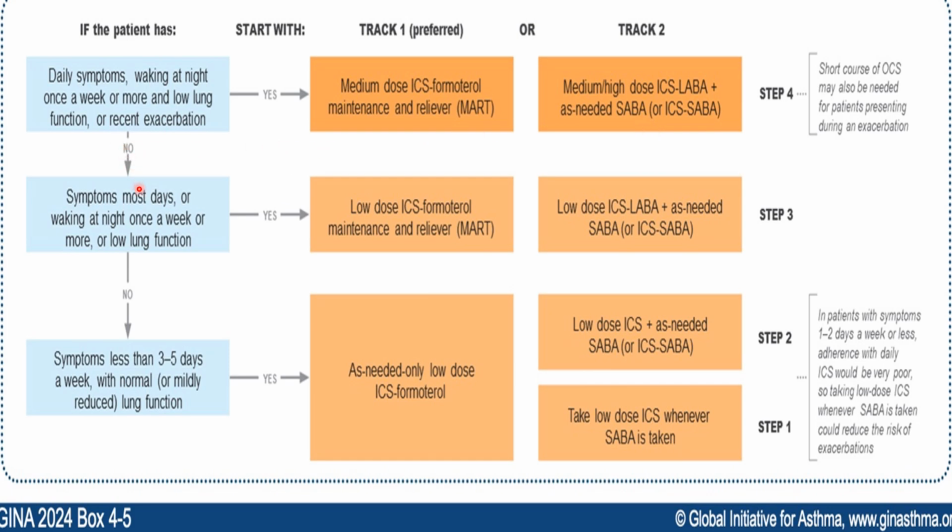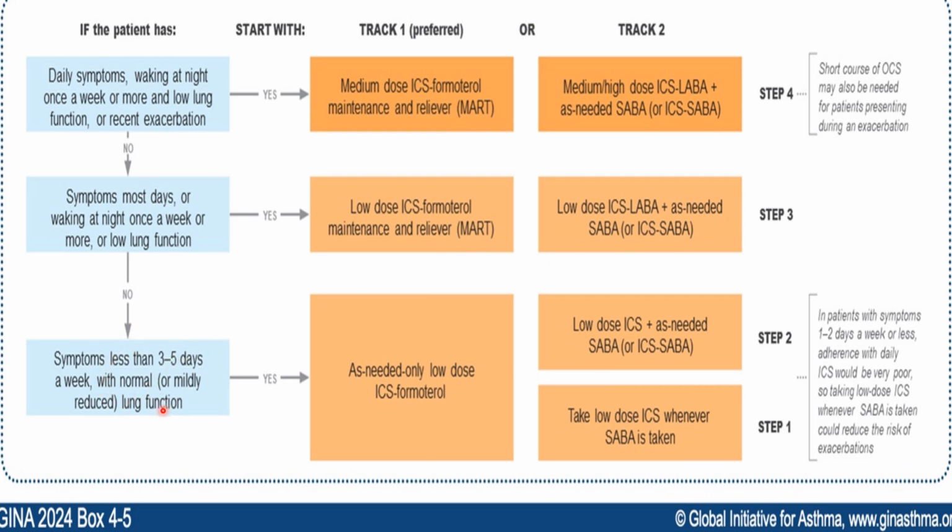And then if no, I don't have these symptoms. However, my symptoms are most days or waking at night once a week or more, or low lung function. So yes, here you use low-dose ICS-formoterol for maintenance and reliever. However, if this is not available, you have to use 2 drugs, that is low-dose ICS-LABA and ICS-SABA or as-needed SABA. I hope you have understood that the first drug is used for maintenance, the second drug is used for reliever.